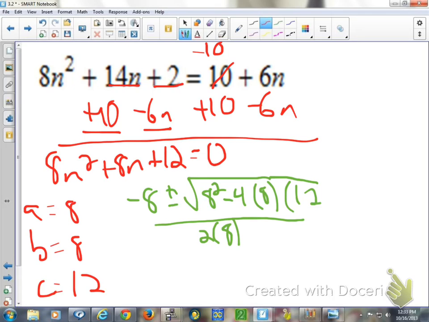Now what I'm going to do this time is rather than show every single little step, I'm going to let you guys tell me what goes there. Will someone please just calculate the discriminant? That's the part under the radical.